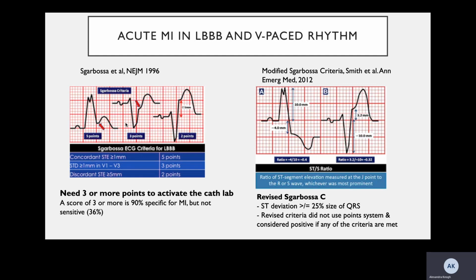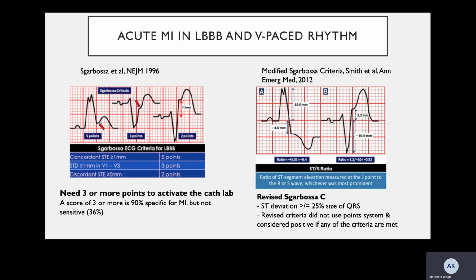However, they found after that the third criteria, C, was not very specific. And so Smith, back in 2012, developed a modified Sgarbossa C. So the third criteria is Sgarbossa C. He modified that. And so instead of just an absolute number of 5 millimeters or more of excessive discordance, he used a ratio instead.